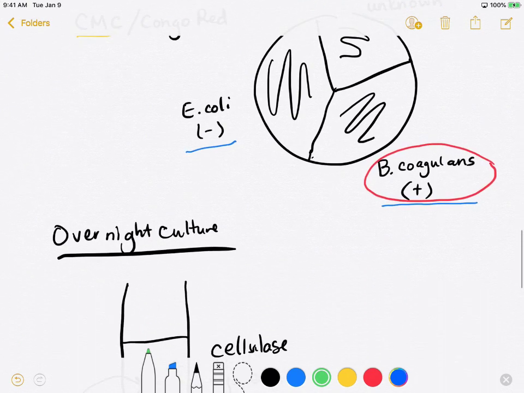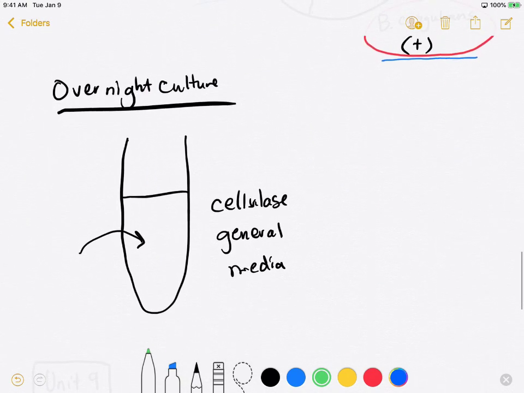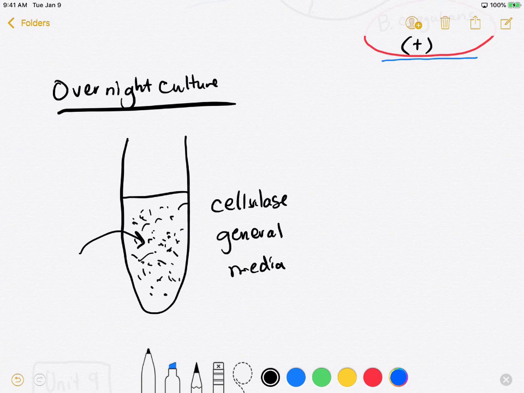The last thing that we did in Unit 8 was create an overnight culture. In our overnight culture, what you did was you took the cellulase general media, this is just general nutrient growth media for bacteria, and you put in a colony of your unknown bacteria. This allowed that unknown bacteria to grow and multiply overnight, so that bacteria was growing and dividing and dividing over time. Again, you didn't get to see any results from this. This was something that we then used in the next unit. And that brings us to the end of Unit 8.